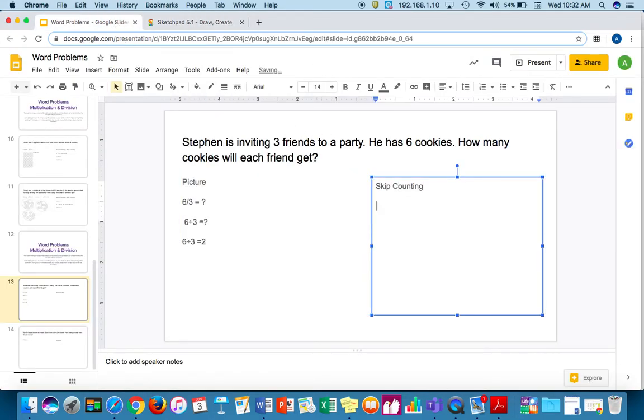Let's try by skip counting. If I'm again doing 6 divided by 3 equals something, I need to skip count by 3 until I get to 6. So I would do 3, 6. I know that I only had to skip count 2 times, so my answer will still be 2. Again, notice that I use the numbers that are in the equation.